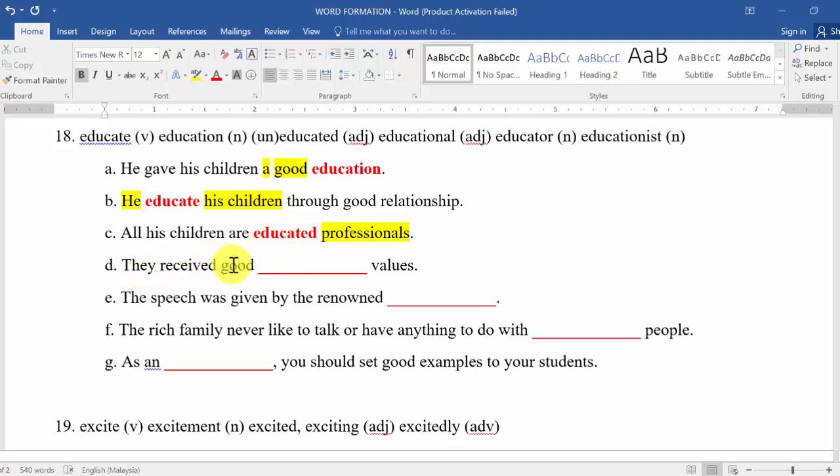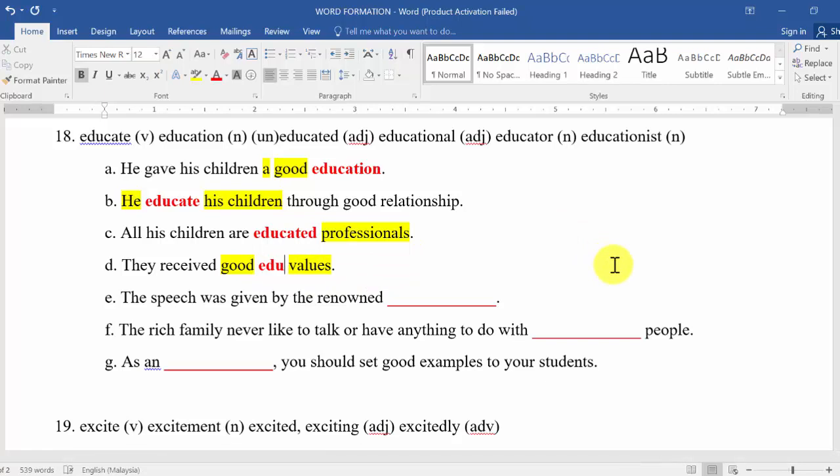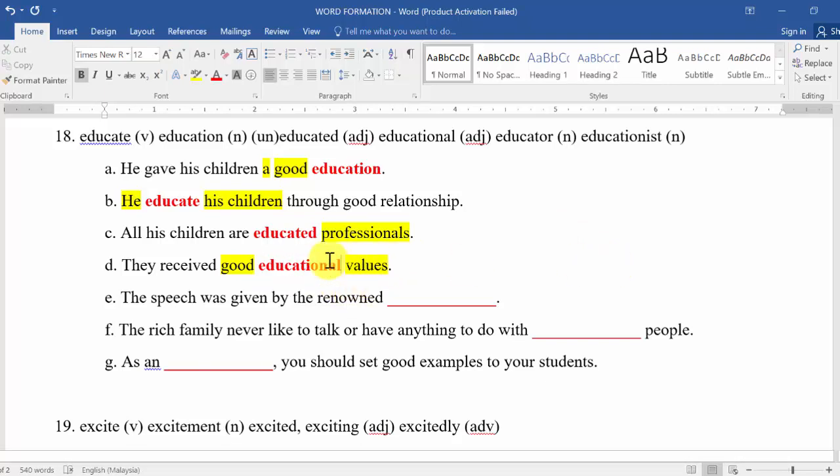Next one. They received good what values? Good here is an adjective, and values here is a noun. So this blank usually will be an adjective: educational. Educational values. Good is an adjective, and educational is an adjective describing values here.